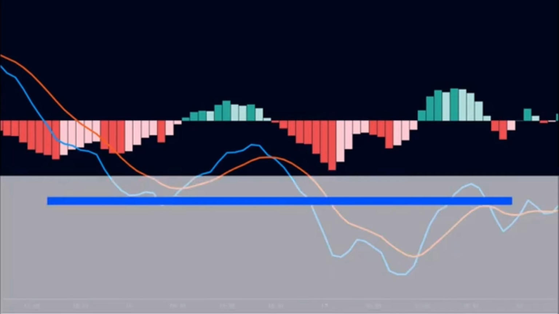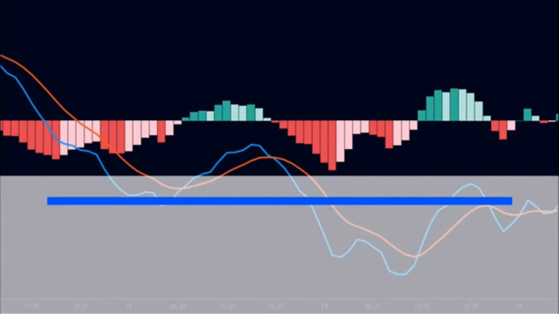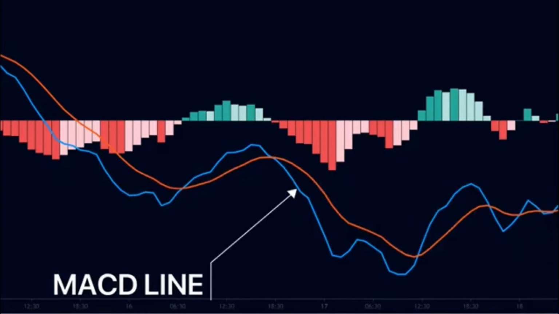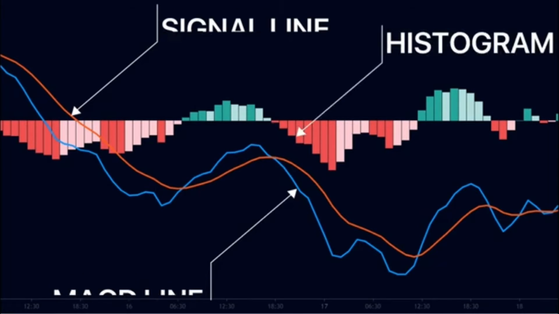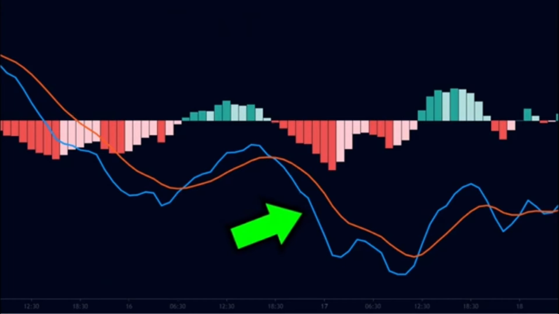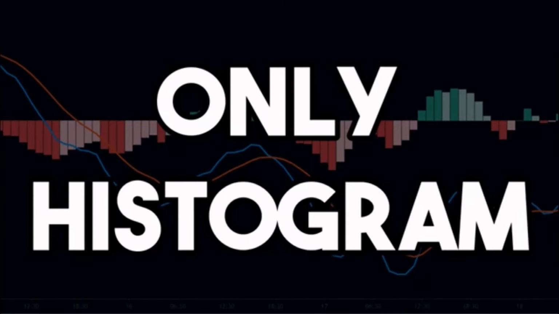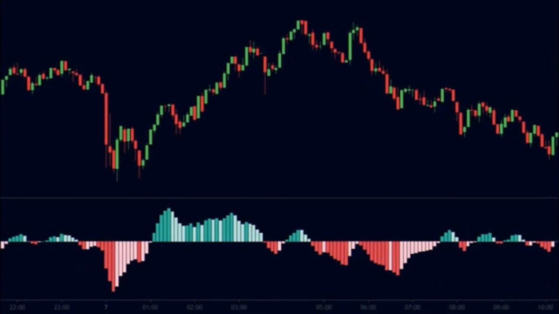Now, the MACD indicator is a trend-based momentum indicator that shows the relationship between two moving averages. The MACD indicator consists of three elements: the MACD line, the signal line, and the histogram. Generally, traders use the MACD line and the signal line to spot divergences. But we will only use the histogram to spot divergence. Now, let us look at a divergence.